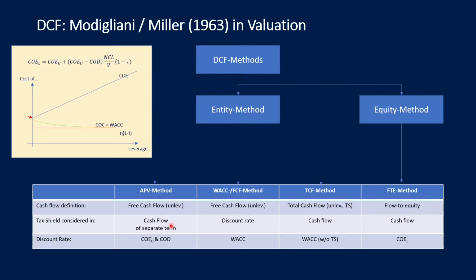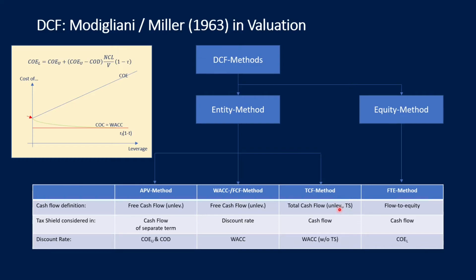That's the APV method. The free cash flow method is also based on the same definition of cash flows, the free cash flow of the unlevered firm. Nevertheless, we see only two terms in the formula, because the tax shield is considered in the discount rate, because the discount rate applied here is the WACC. And the WACC, of course, is depending on the leverage and inherits the tax shield. The total cash flow method is based on total cash flows.